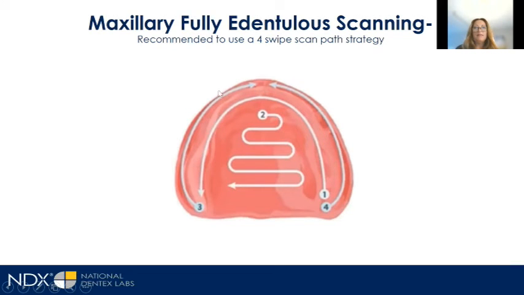And then here's the maxillary full edentulous scanning. And I will have to say, for me, sometimes I do the scan path. Sometimes it doesn't work the way that you want to. And you just have to just rock it a little bit, because every patient's different, right? Every mouth is different. If it's a case that you just did for immediate denture, they have a lot of landmarks, right? Because they have all those extraction sites.